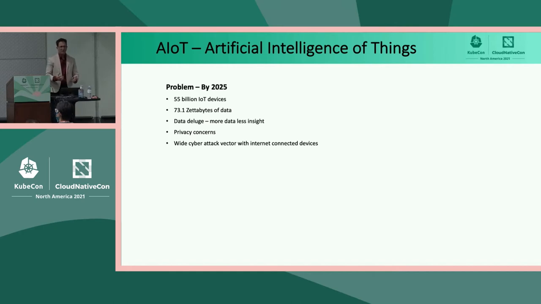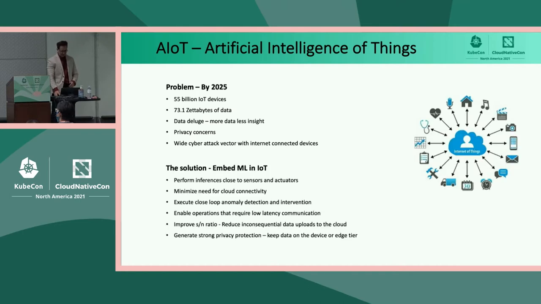And at the same time, we're also seeing that as these devices connect to the internet, the cybersecurity attack vectors keep increasing progressively. So what is the solution? The solution lies in looking closely at what the devices do when they connect to the internet. Their primary reason to connect to the internet is to push the data to the cloud tier so that we can generate insights and power our business applications. And therein lies a solution.